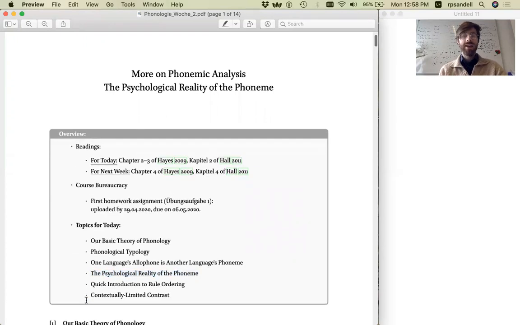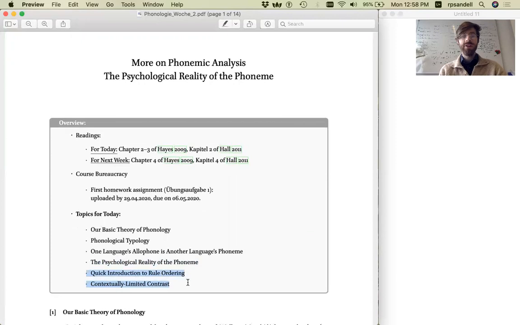And finally, at the end of today's course, I'll briefly touch on two topics that will start to emerge in some of the exercises and the homework assignments that we'll be seeing. These two topics, rule ordering and contextually limited contrast, we will both address to some greater extent later in the course, but they are topics which I think you should gain some familiarity with already at this point.